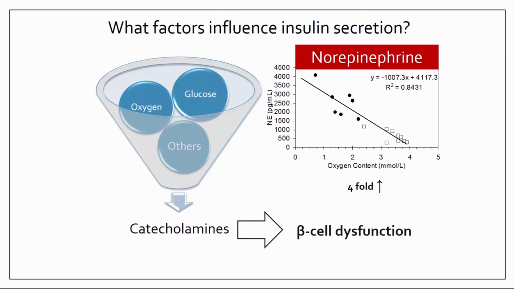We know glucose and oxygen probably play a role, but the other thing that we've been looking at extensively is norepinephrine or catecholamines. Norepinephrine concentrations are negatively correlated with oxygen content, and if we compare the control animals to those IUGR animals, we see about a 4-fold increase in circulating norepinephrine concentrations. Now this is happening near term. So catecholamines may be impacting beta cell dysfunction, either by suppressing it or creating a programming mechanism that permanently alters islet function.